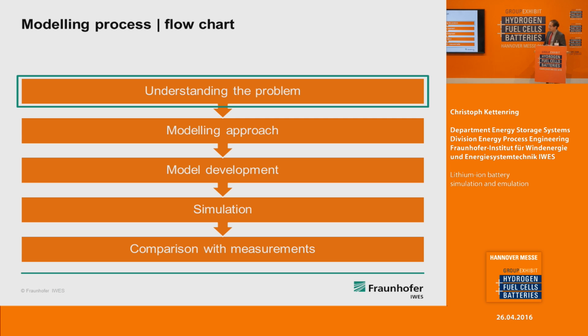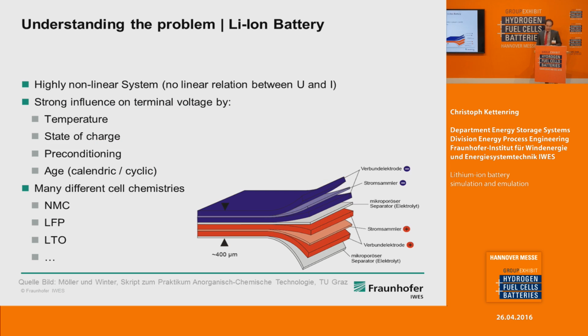First, we have to understand the problem. Lithium-ion batteries are a highly nonlinear system between the voltage and the current. And we have a strong influence on the terminal voltage by the state of charge, the age, the calendric age, and the cyclic age. And we have the ambient temperature and also a temperature in the battery pack later. And we have many different cell chemistries, for example, NMC, LFP, or LTO.